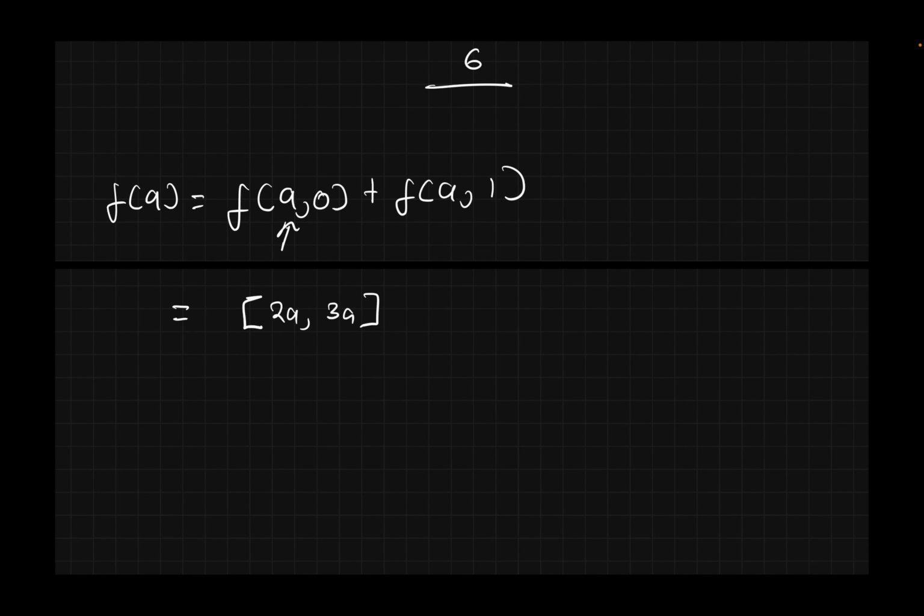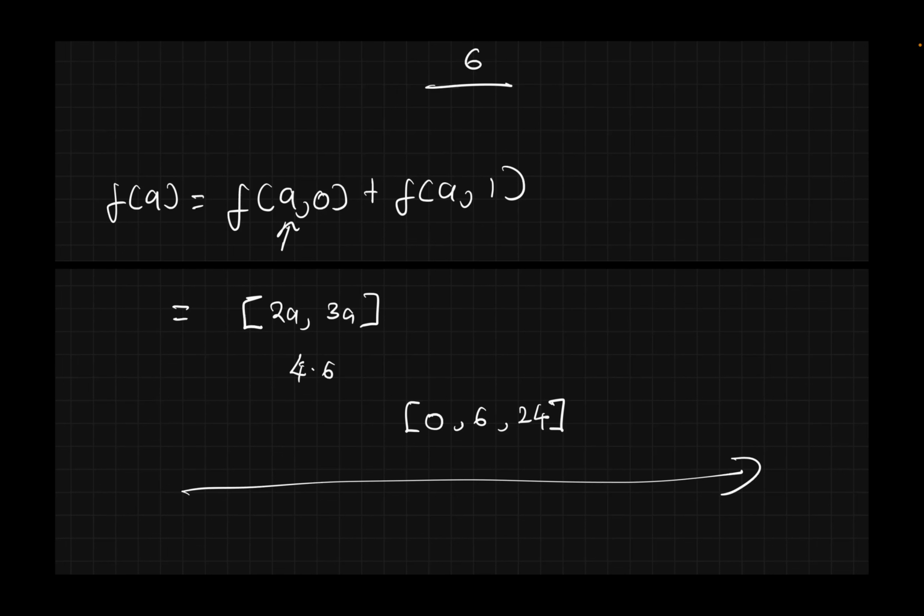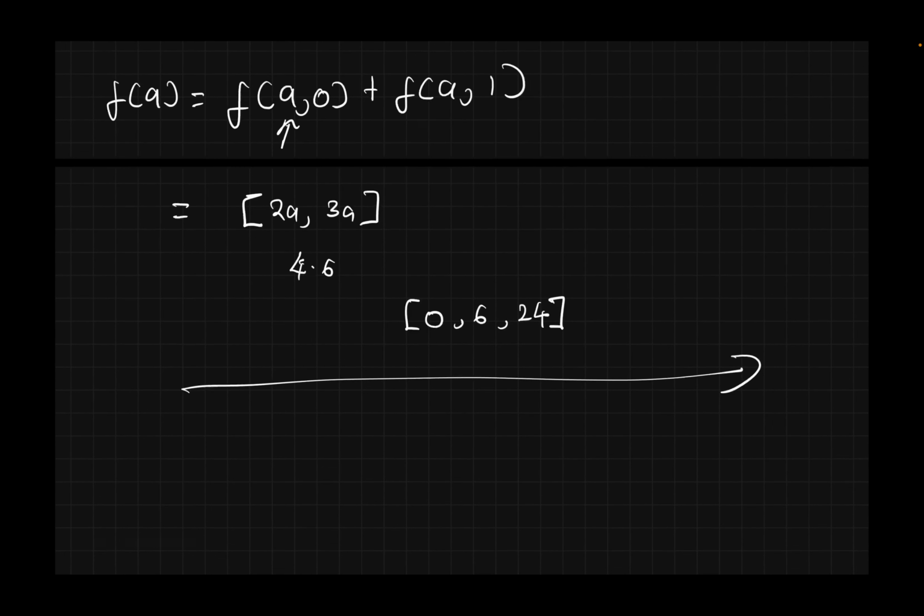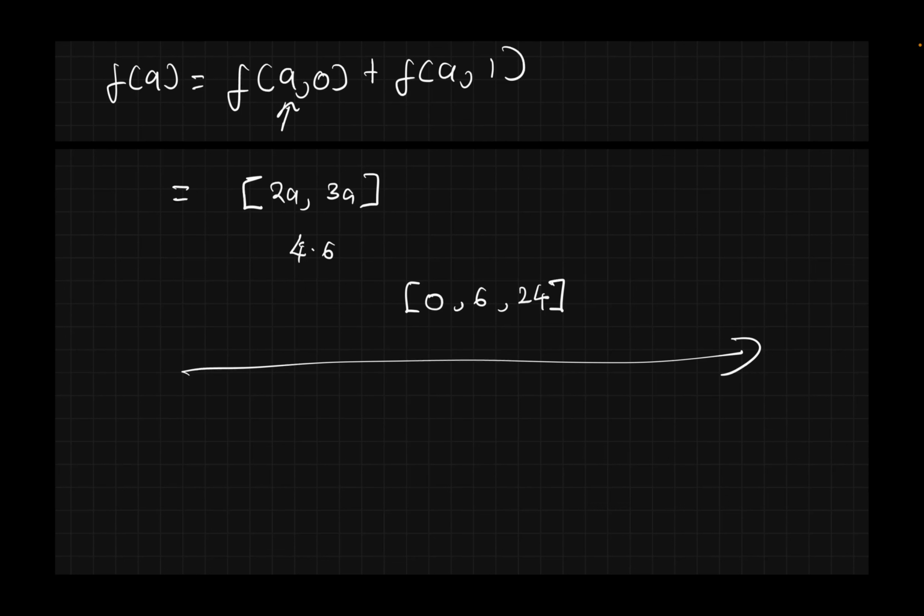Evaluate at 0, that's what? 0 times 0, right? Yeah. Evaluate at 1, that's what? 2 times 3 is 6. And evaluate at 2, that's what? 4 times 6, 24. This is what we send over. Makes sense? Yes. So we'll send 6 and we'll send this.